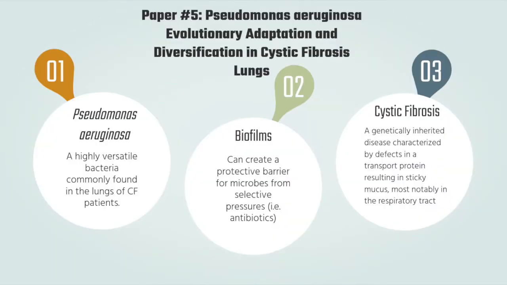Let's talk about paper number 5, Pseudomonas aeruginosa evolutionary adaptation and diversification in cystic fibrosis lungs. So basically, this bacteria is a highly versatile bacteria that can cause a lot of infections. It's also commonly found in cystic fibrosis patients. Cystic fibrosis is a genetically inherited disease characterized by defects in a transport protein resulting in a sticky mucus, most notably in the respiratory tract.